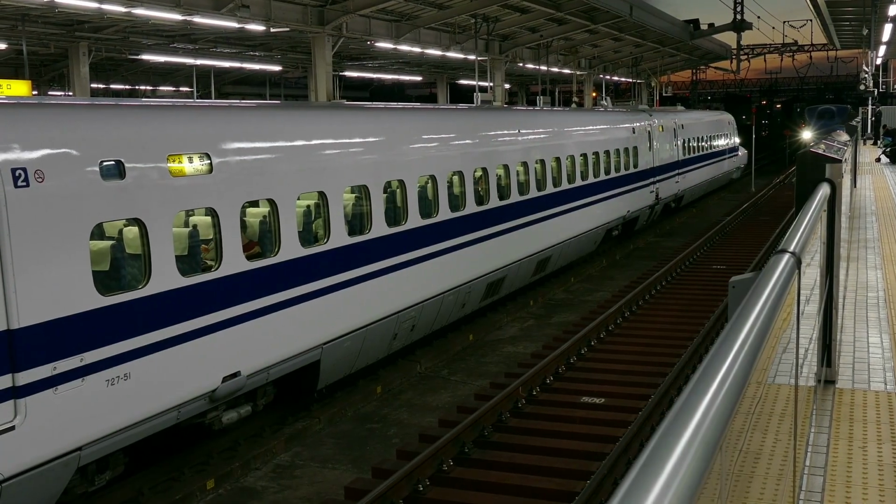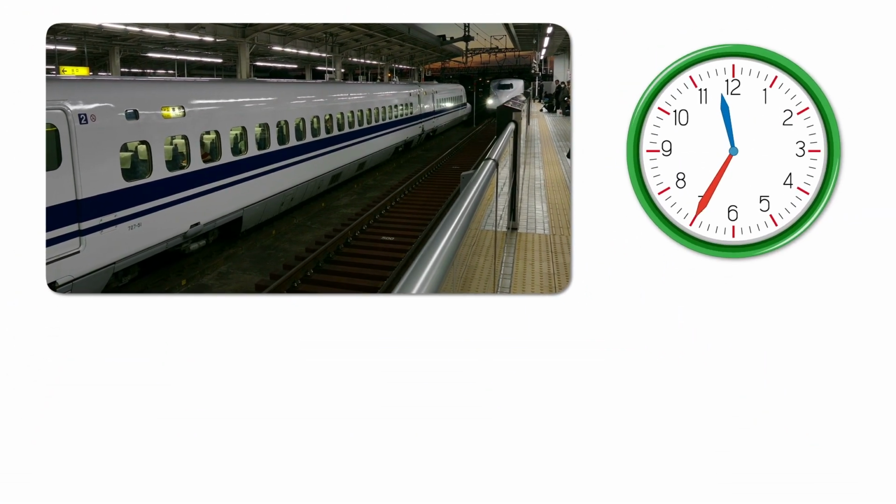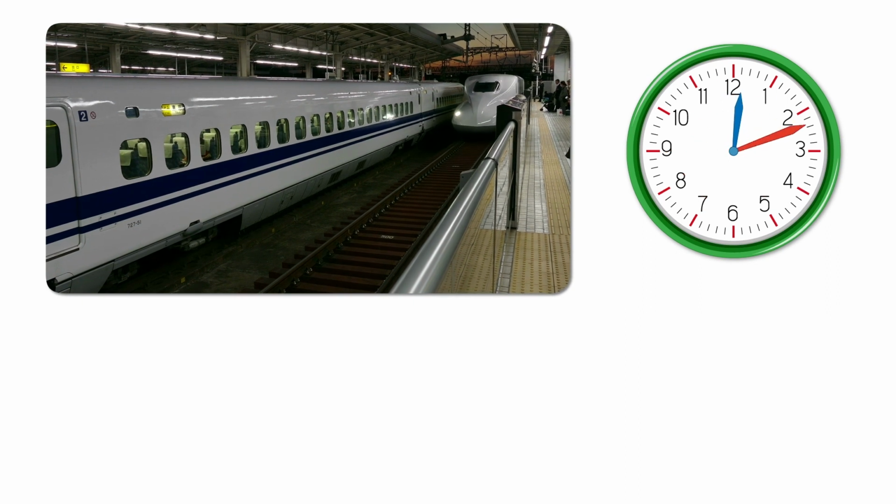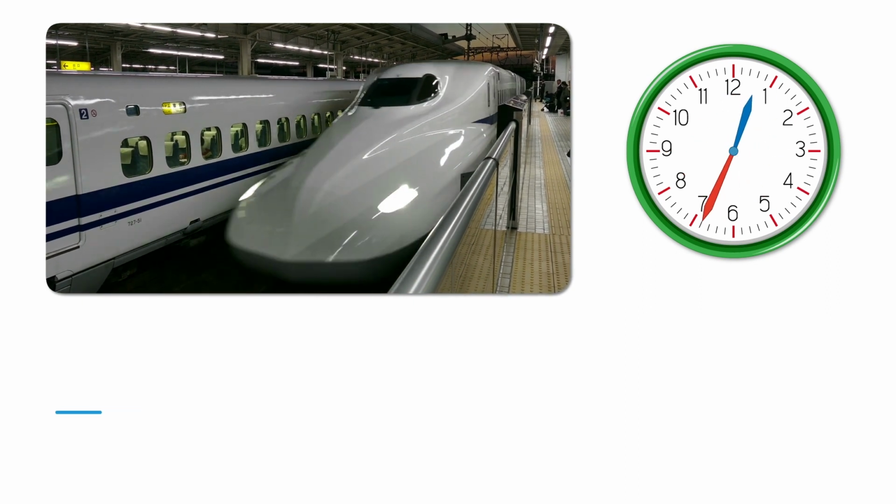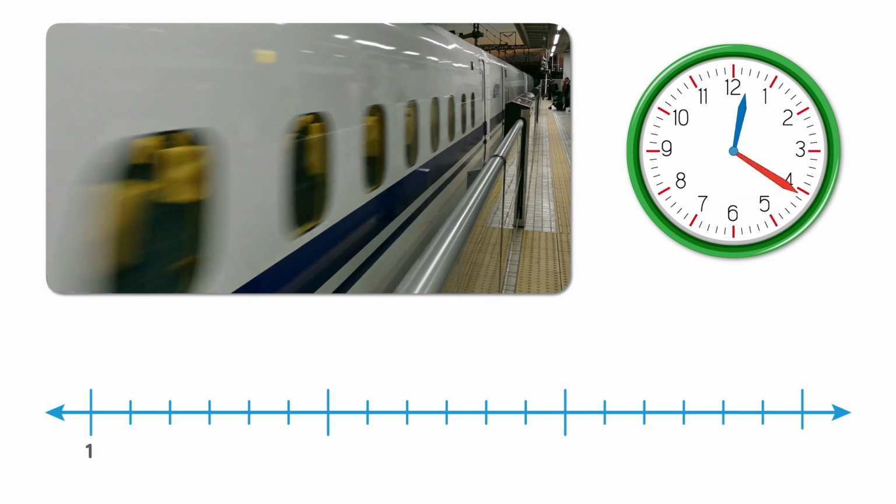A bullet train left Nagoya Station at 11:35 a.m. and arrived at Osaka Station at 12:34 p.m. How long was the train journey?